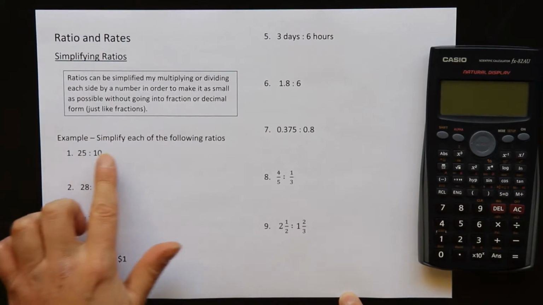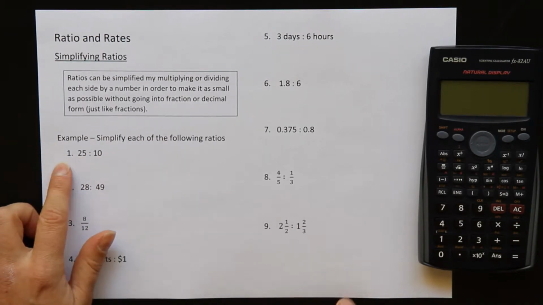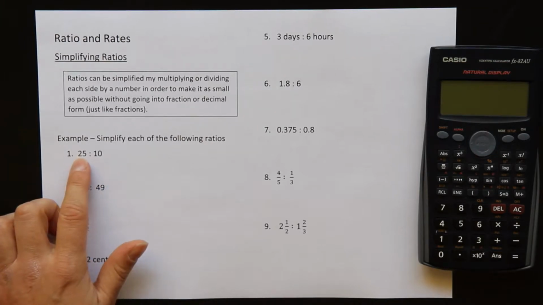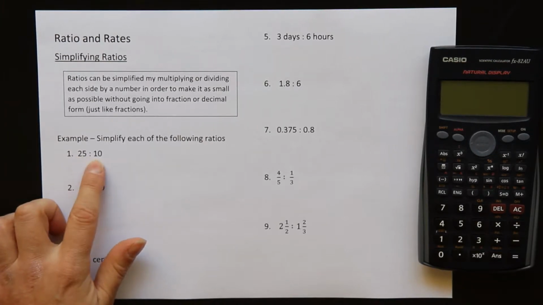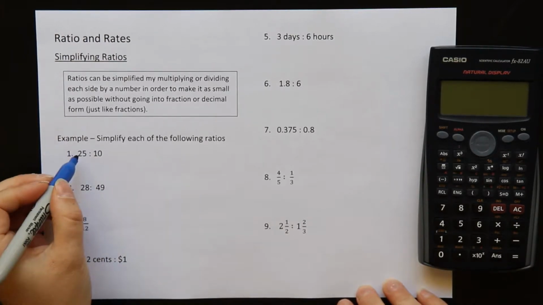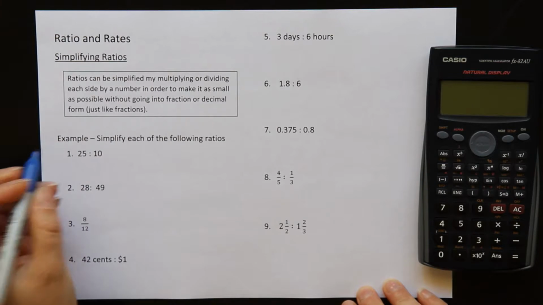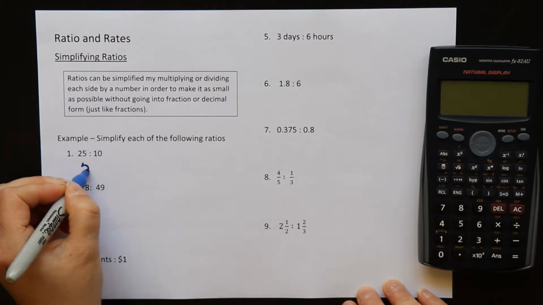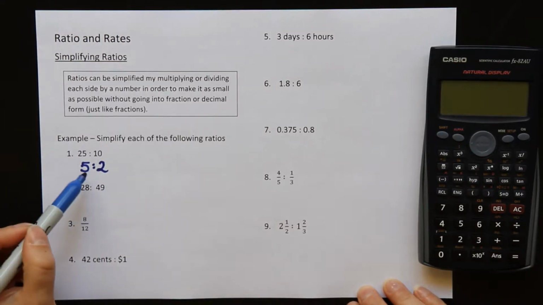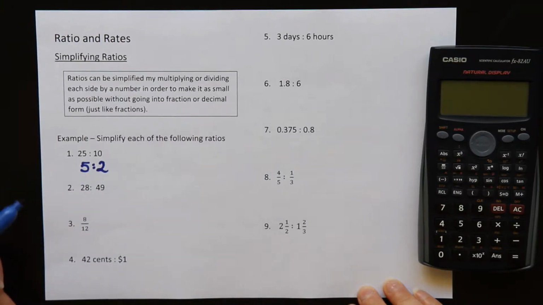Examples here. Simplify each of the following ratios. Number 1, 25 to 10. Now you can see that both of those numbers can be divided by 5, and that's exactly what we're going to do to simplify it. 25 divided by 5 is 5, and 10 divided by 5 is 2. Always have a look there if there's anything else you can divide by. But that is as small or as simplified as we can get that ratio.